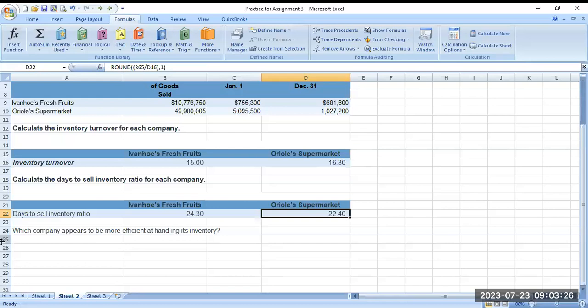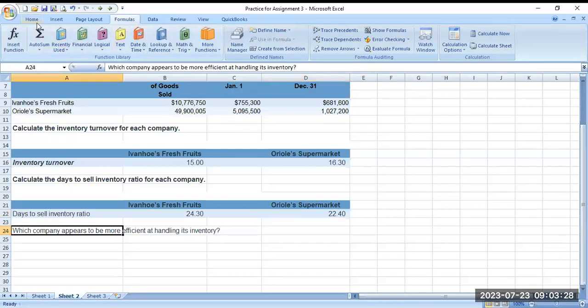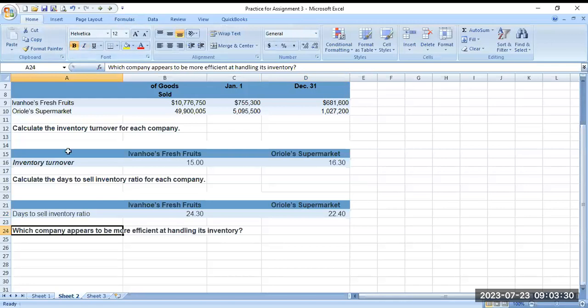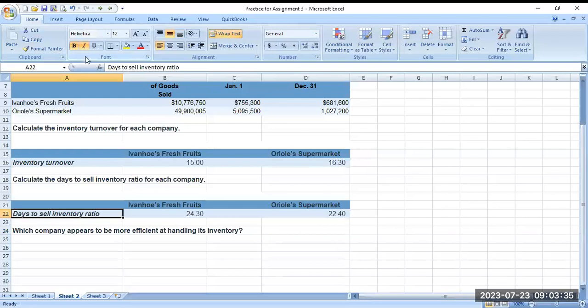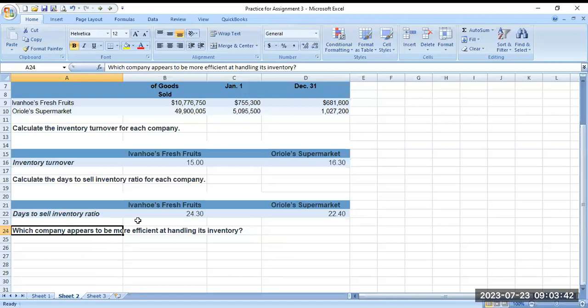After we do this, the next question that it might be, I'm not saying it's going to be there, but the next question that might be is, which company appears to be more efficient in handling the inventory? What do you think in this case? Supermarket. Are you sure? Are you sure about that? Yes, Professor. Yes.